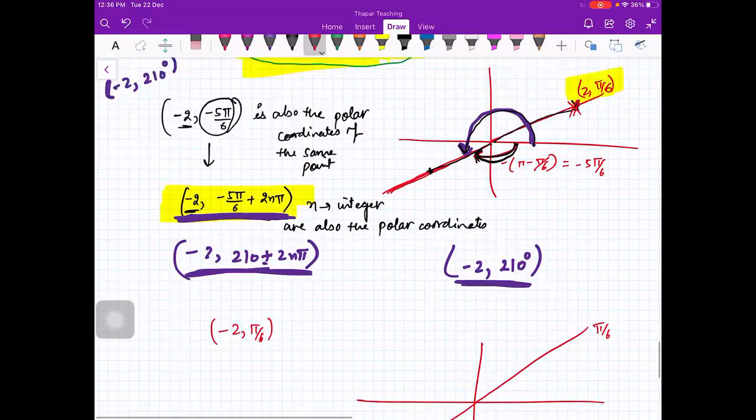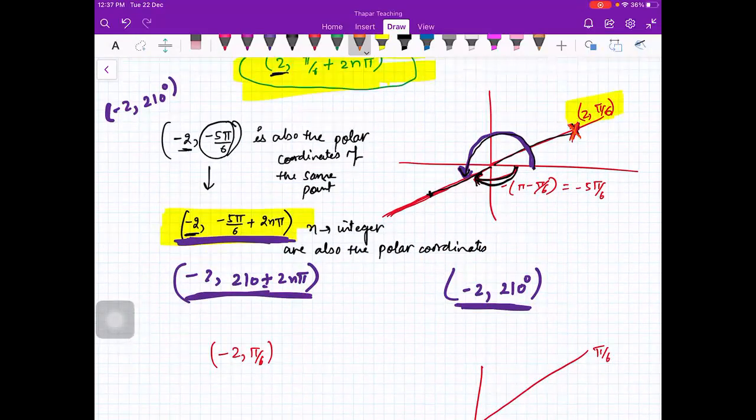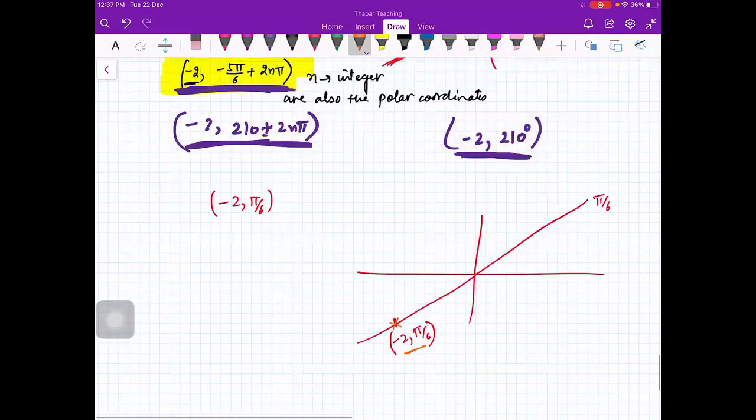Okay, ma'am. Okay, (-2, pi by 6) is this point. That is not this point. Got it? Yes, ma'am. (-2, pi by 6) means you will go to the pi by 6 axis. This is the forward direction, this is the backward direction. You have to plot 2 in the backward direction, so you will go here. So (-2, pi by 6) is this point. So that is not allowed.